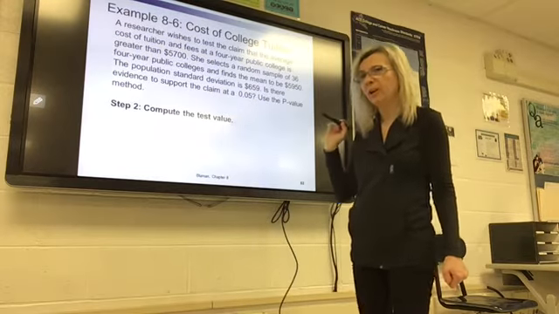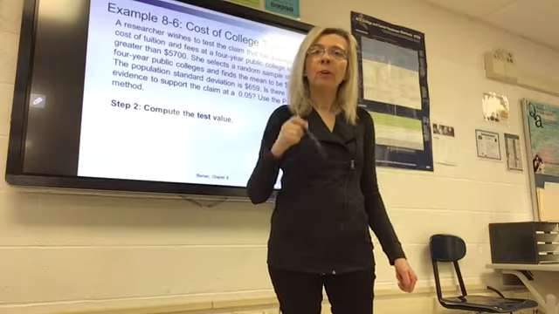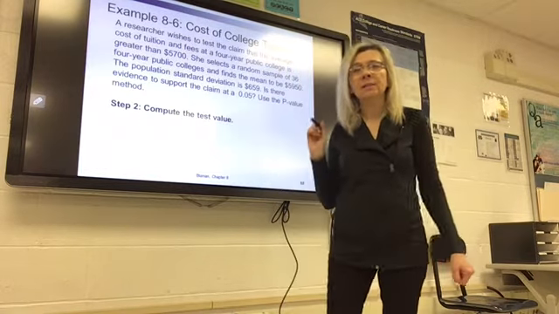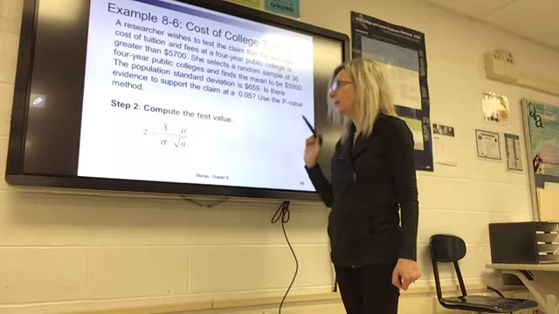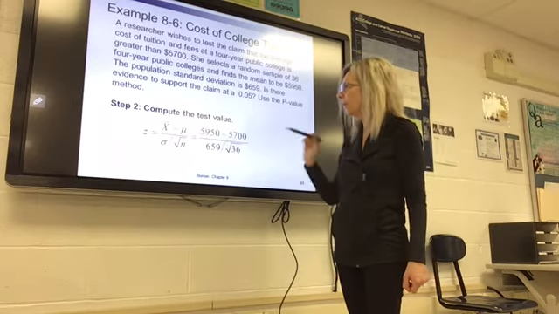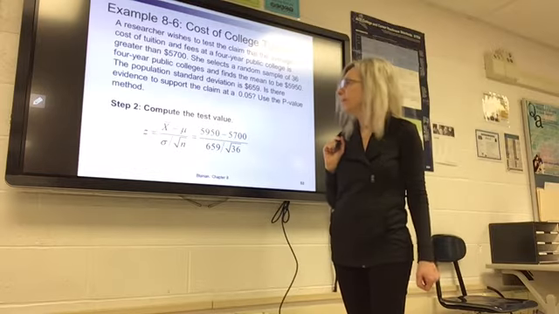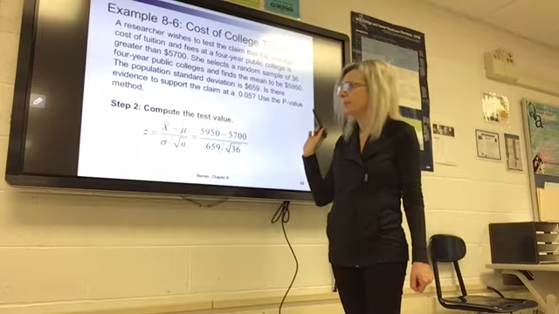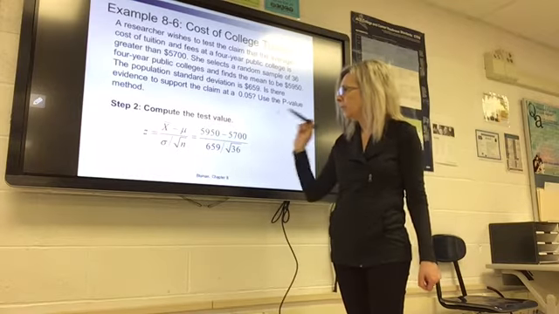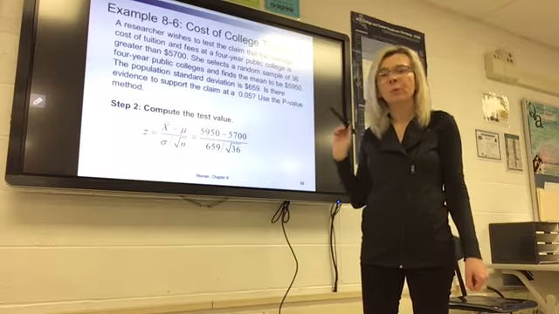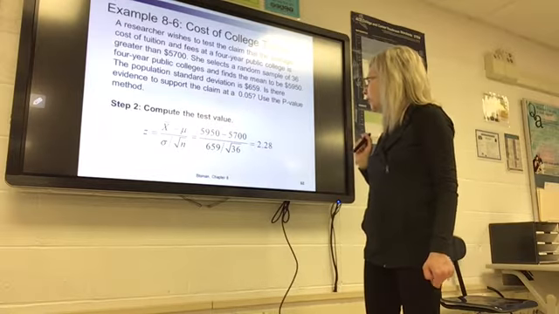The second step would be to find our critical value. But because we're using the p-value method, we don't need to find a critical value. So here, the second step will be computing the test value. This is our formula. Plug in all our information: the mean for the sample minus the mean for the population, divided by the standard deviation of the population over the square root of the sample size. We get 2.28.